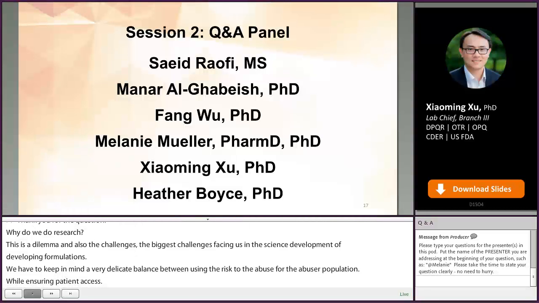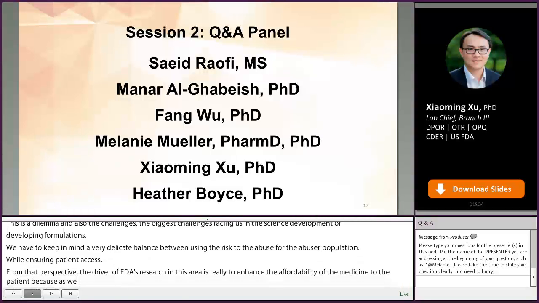So from that perspective, the driver of FDA's research in this area is really to enhance the affordability of the medicine to the patient, because as we know, since 2011, the opiate, especially extended dosage form, category has been dominated by the brand name drugs, and we need access to the generics to bring down the cost.